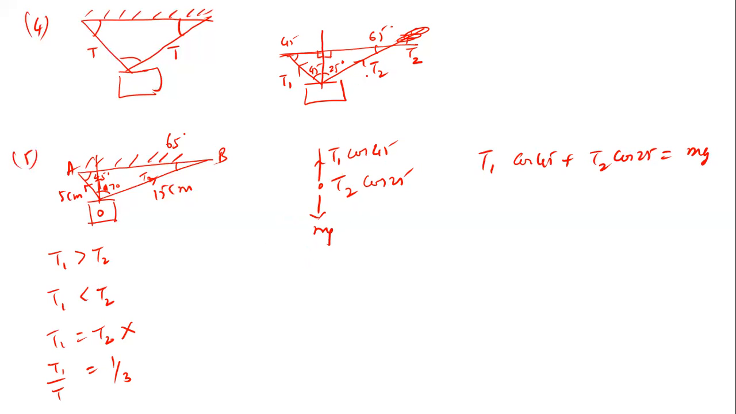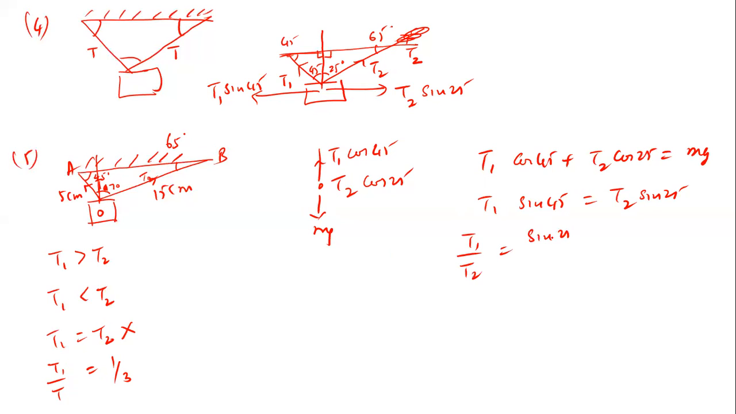Then now let us resolve this in this direction also. Now in this direction, it should be T2 sine 25 and this should be T1 sine 45, right? So T1 sine 45 should be equal to T2 sine 25, assuming that this is an equilibrium. What we need to know is whether T1 by T2 is less than 1, greater than 1, whatever it is. So T1 by T2 will be equal to sine 25 by sine 45.